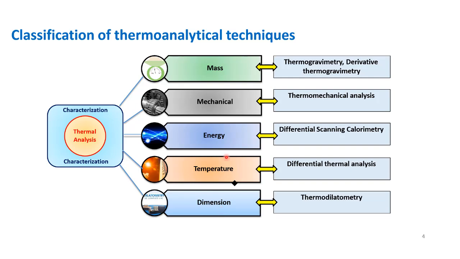So if we are determining the change in mass based on the temperature gradient, that is called thermogravimetry or derivative thermogravimetry. Then if we are determining the mechanical properties, then it is thermomechanical analysis. Then if we are considering the energy, then it is DSC, differential scanning calorimetry. Then temperature, that is for differential thermal analysis. And dimension, so thermodilatometry.